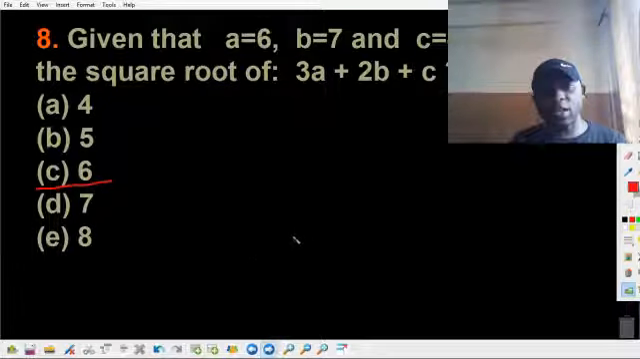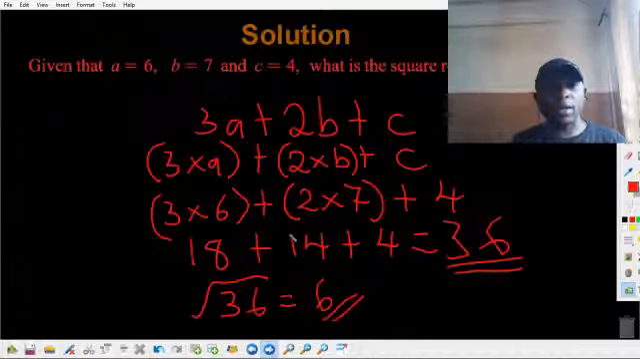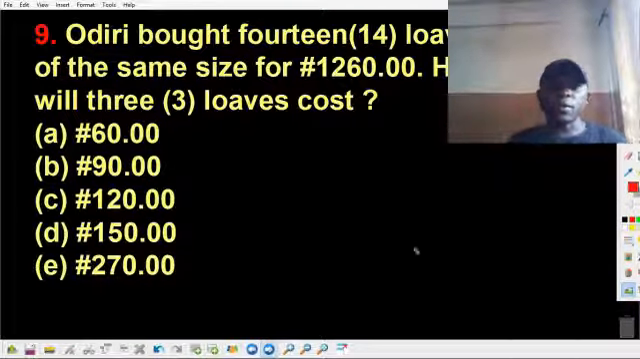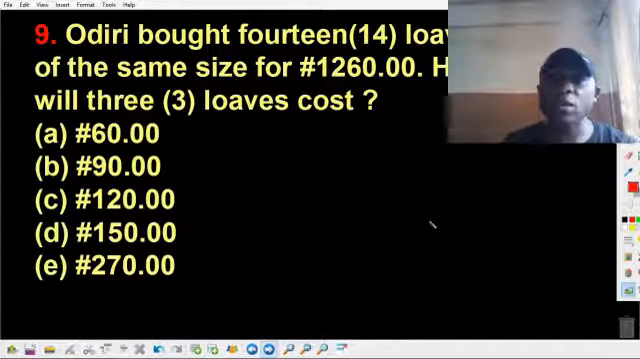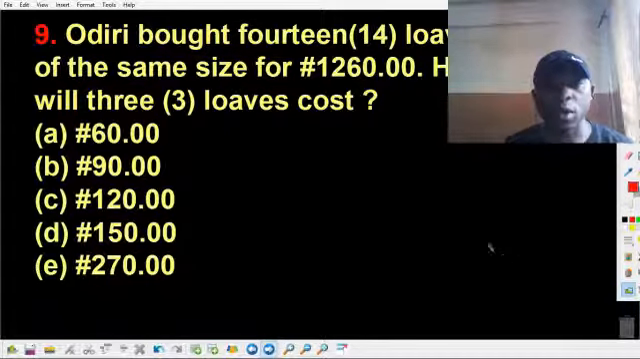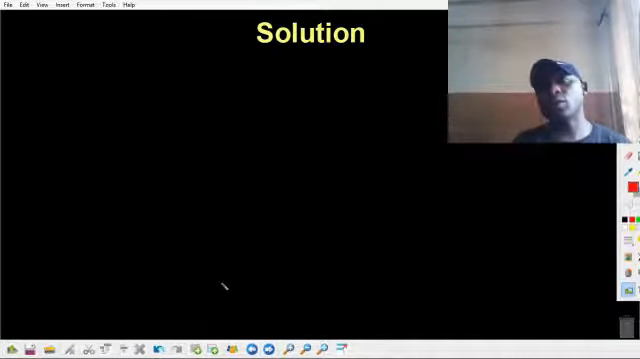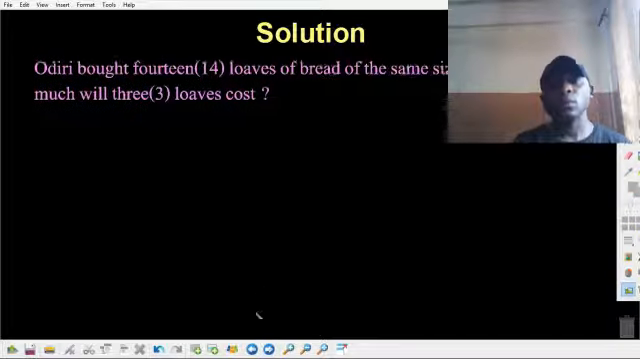Now let's move to number 9. Odiri bought 14 loaves of bread of the same size for 1,260.0 kobo. How much will 3 loaves cost? Now let's look at the solution to this.